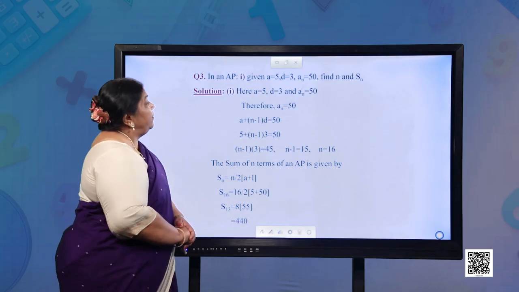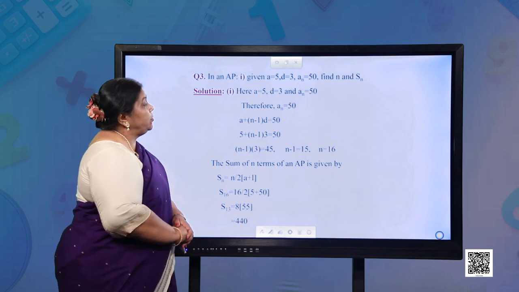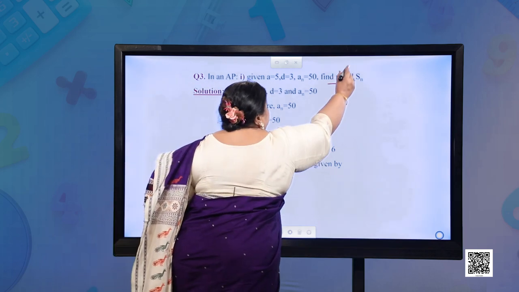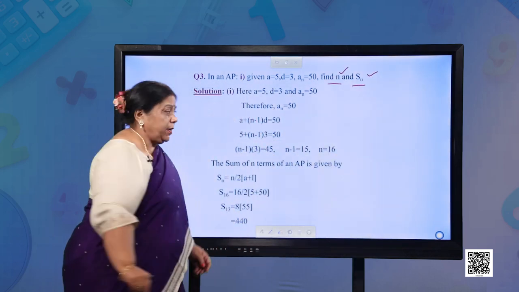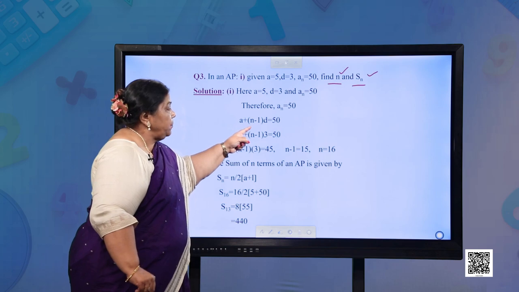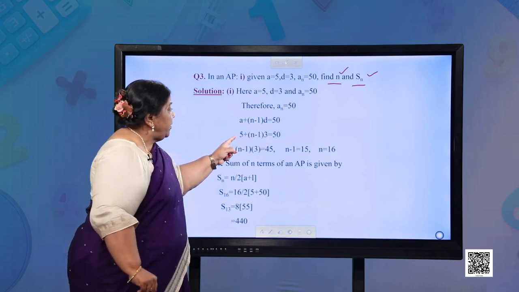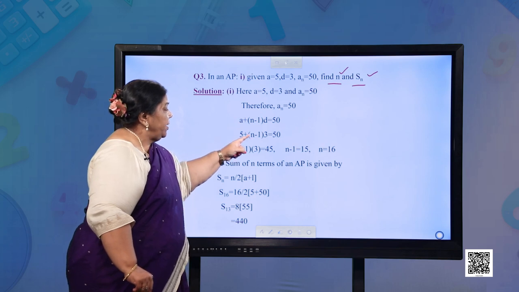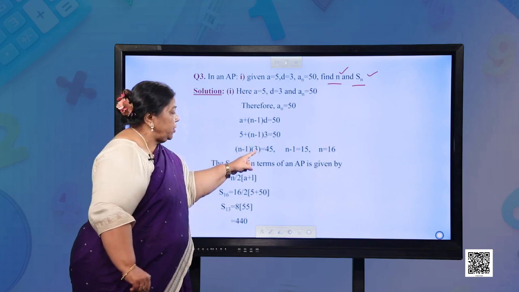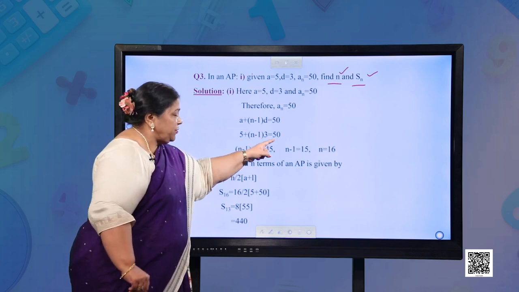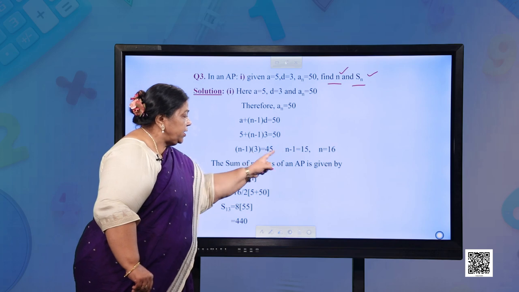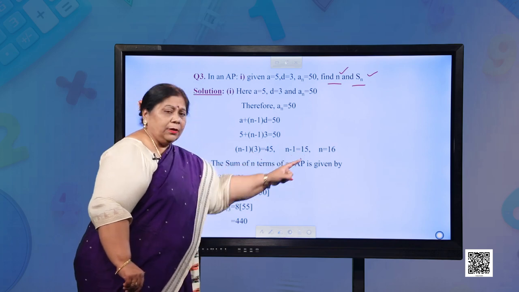In an AP, we are given A is equal to 5, D is equal to 3, and AN is equal to 50. We are required to find out N and SN. Okay, so we know the formula for N terms. It is A plus N minus 1 into D is equal to 50. What is the value of A? We are substituting the value of A as 5. N minus 1 into D, which is 3, is equal to 50. So N minus 1 into 3 is equal to what? What is 50 minus 5? It is 45. So N minus 1 is equal to 45 upon 3, which is 15. So N is equal to 16.